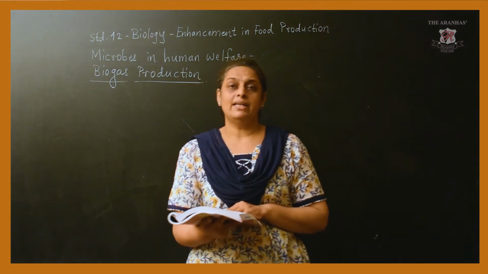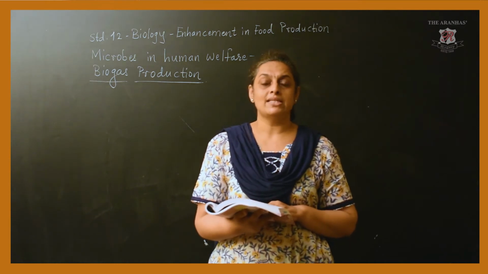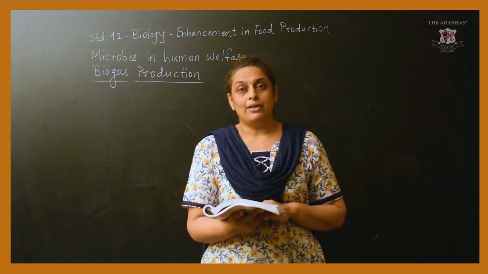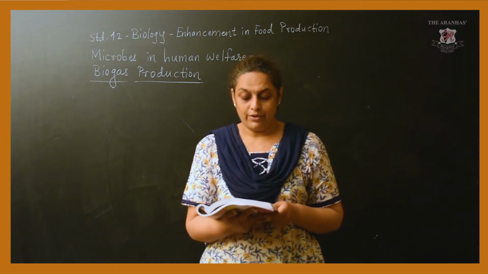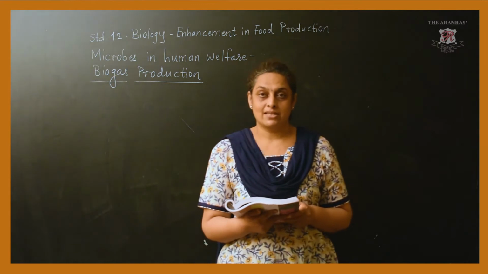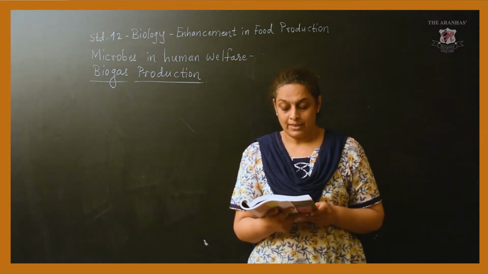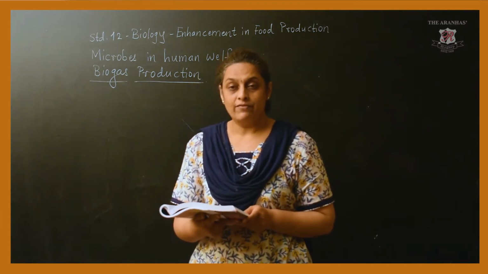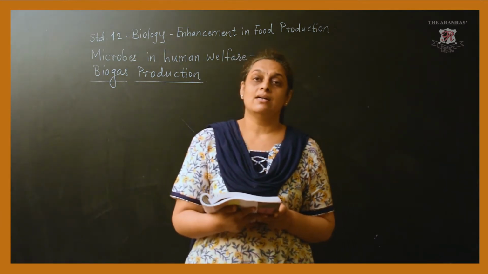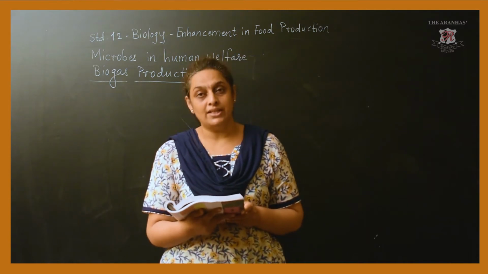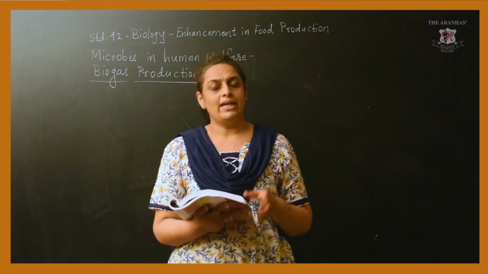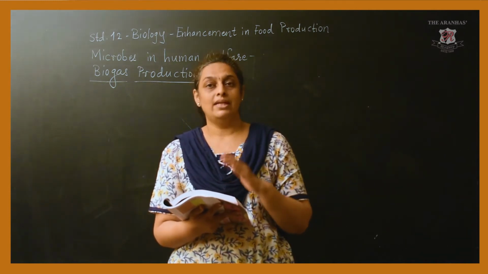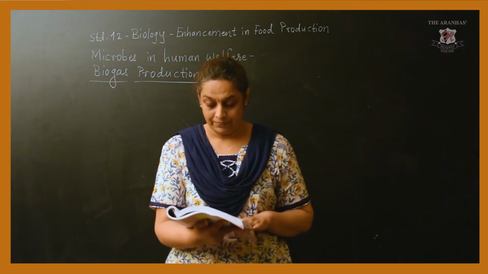Now, which are the raw materials that can be used for biogas production? Materials which are biodegradable. For example, plant waste, animal waste, then domestic waste, agricultural waste. Waste comes from towns, cities, villages, from forest. So any waste that can be decomposed can be used in biogas production.